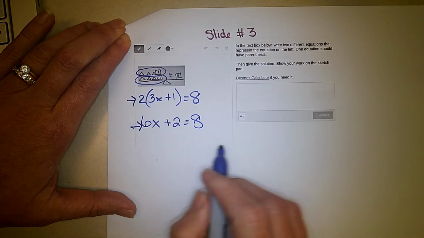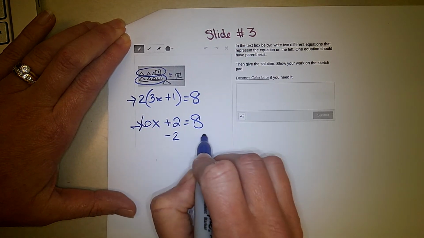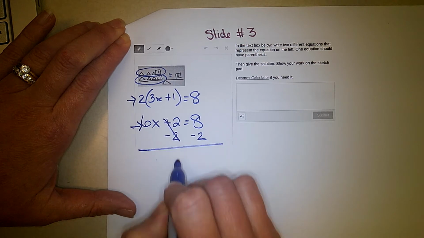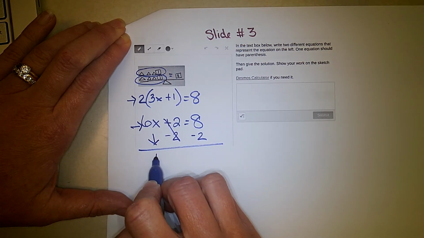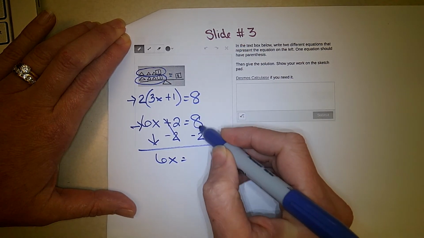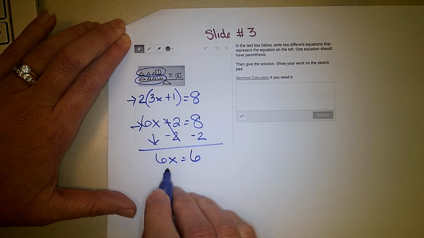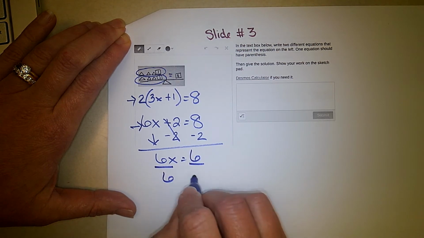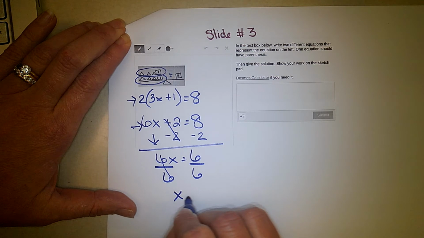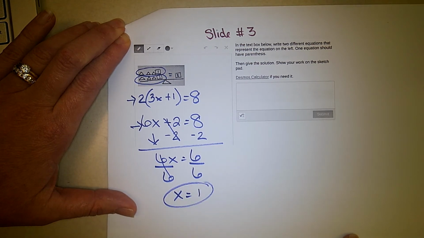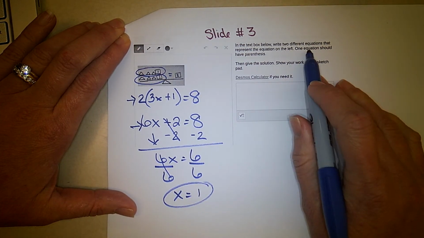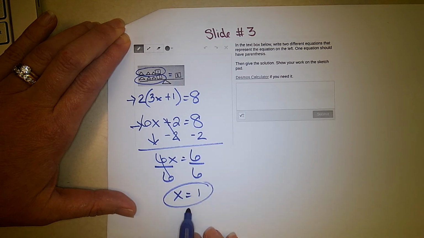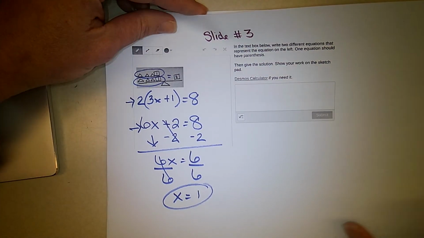Now I can just start solving this. Yep, take 2 off of each side to make this 0. I did not change that 6x yet. 8 minus 2 is 6. Final step is divide by the coefficient with the variable. And x equals 1. So I've got my two different equations, I've got my work, I've got my solution.